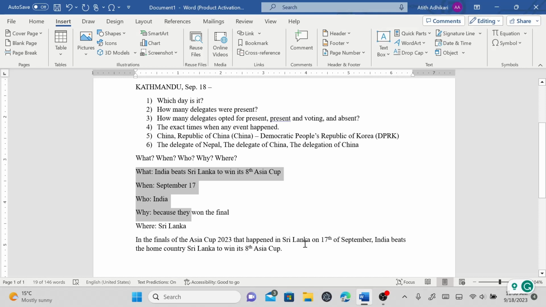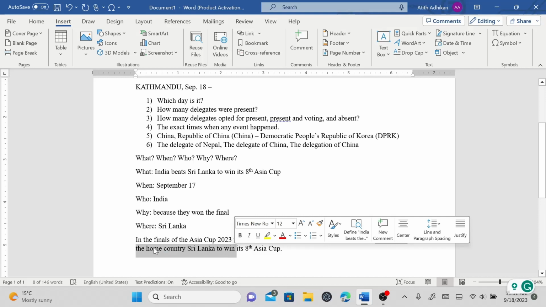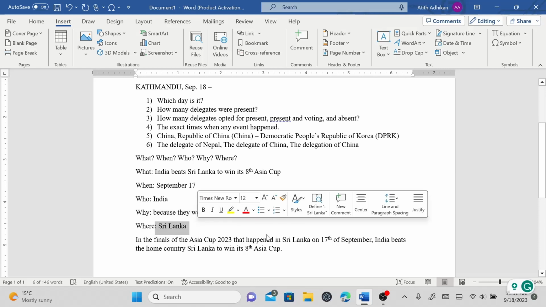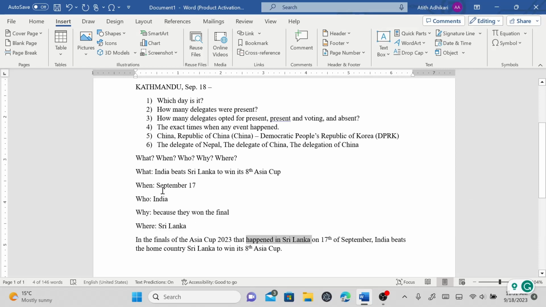However, I will share with you a committee report that will tell you how you are expected to start your committee report, or at least what are the things that you need to include in the committee report. Now let me just see. Because they won the final, in the finals of Asia Cup, India beats the home country Sri Lanka, which means India has won the finals. And where? That happened in Sri Lanka. And when? On 17th of September. India beats Sri Lanka, just like a home country, Sri Lanka, to win its 8th Asia Cup. So we have included all the 5 WH questions in the first paragraph.